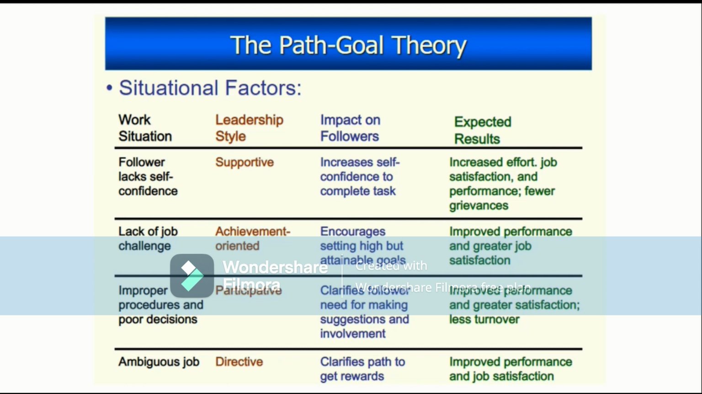If the work situation has improper procedures and poor decisions, the leadership style will be participative, and it clarifies followers' need for making suggestions and involvement. The expected results will be improved performance, greater satisfaction, and a lower turnover rate. If the work situation is an ambiguous job, a directive style of leadership will be required, and it will clarify the path to get rewards, and the expected results will be improved performance and job satisfaction. Students, do you have any query related to these theories?